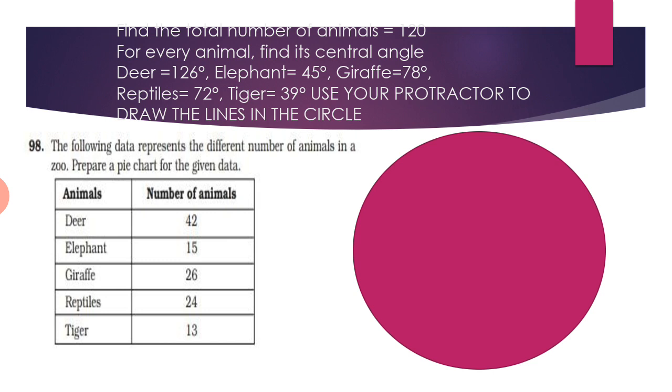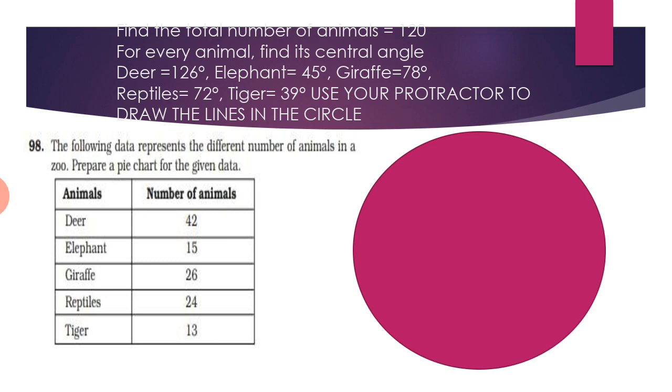Now have a look. There is data given to you and again you have to draw or construct a pie chart. The following data represents different numbers of animals in a zoo. So there are 42 deer, 15 elephants, 26 giraffes, 24 reptiles and 13 tigers. If we add all of them, we get the total number of animals as 120.